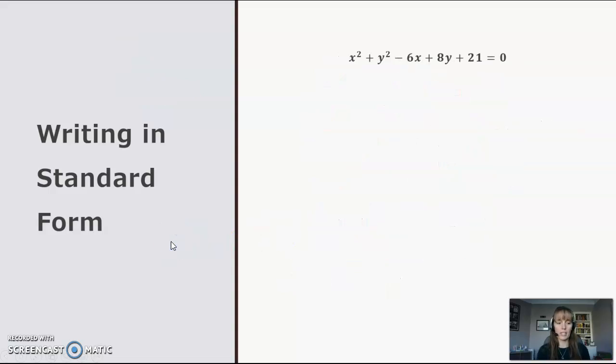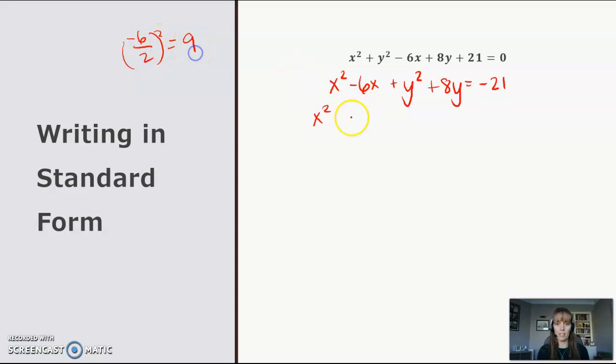Let's take a look at one more example. So this one here, we go through the same process. We have x squared minus 6x. We put those x's together. We put the y's together, so y squared plus 8y. And we move the constant to the other side, so I have negative 21. Here, for completing the square, I'm going to divide negative 6 by 2. I'm going to square it, and that's going to give me positive 9. So I have x squared minus 6x plus 9, and then I add plus 9 to the other side.